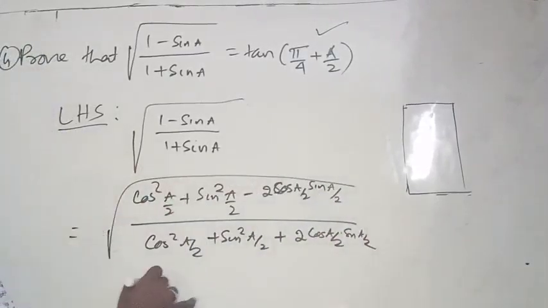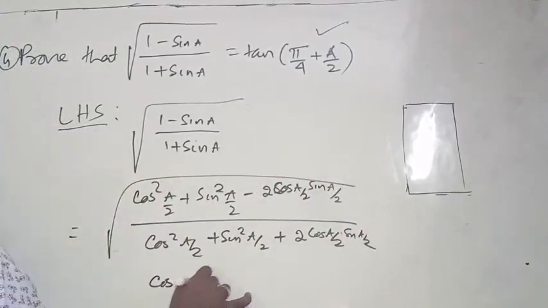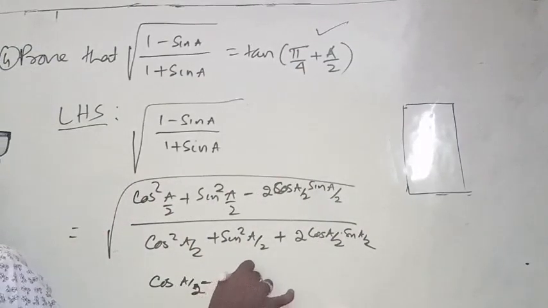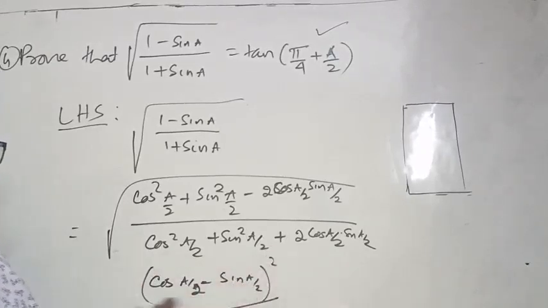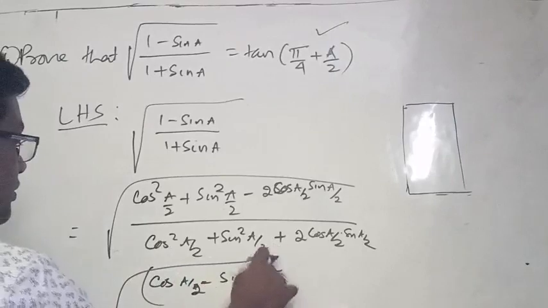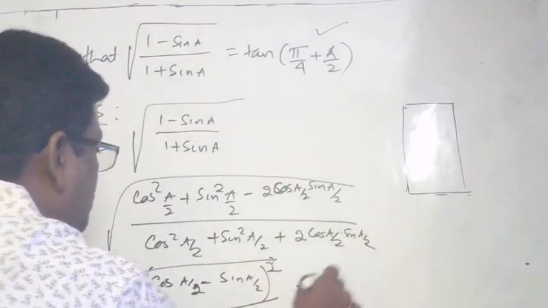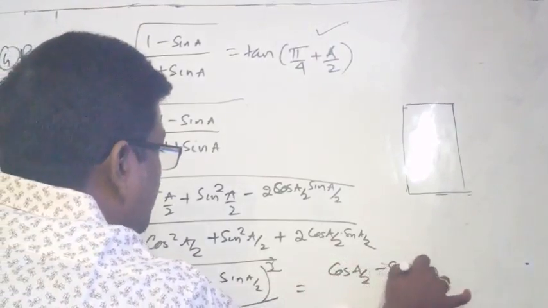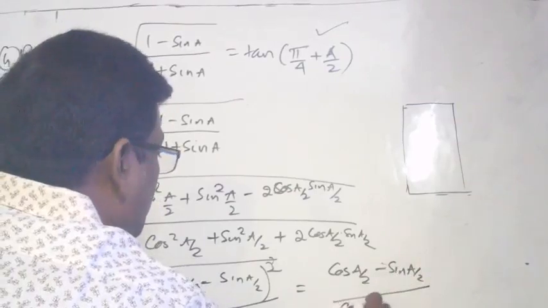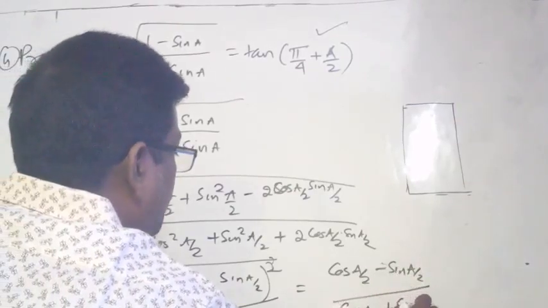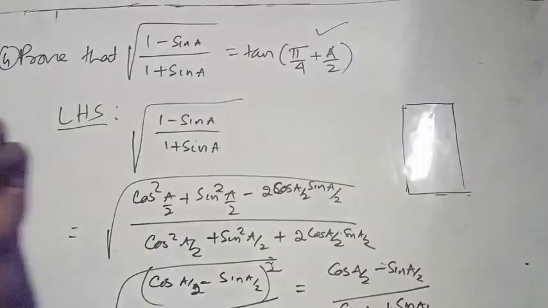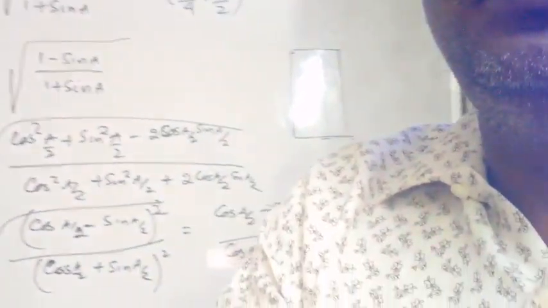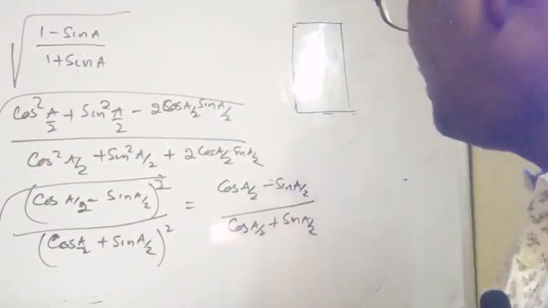What is this? This is equal to cos a by 2 minus sin a by 2 whole square, divided by cos a by 2 plus sin a by 2 whole square, all under root. This is equal to the square here. So cos a by 2 minus sin a by 2, whole divided by cos a by 2 plus sin a by 2. Okay. And this is equal to what?